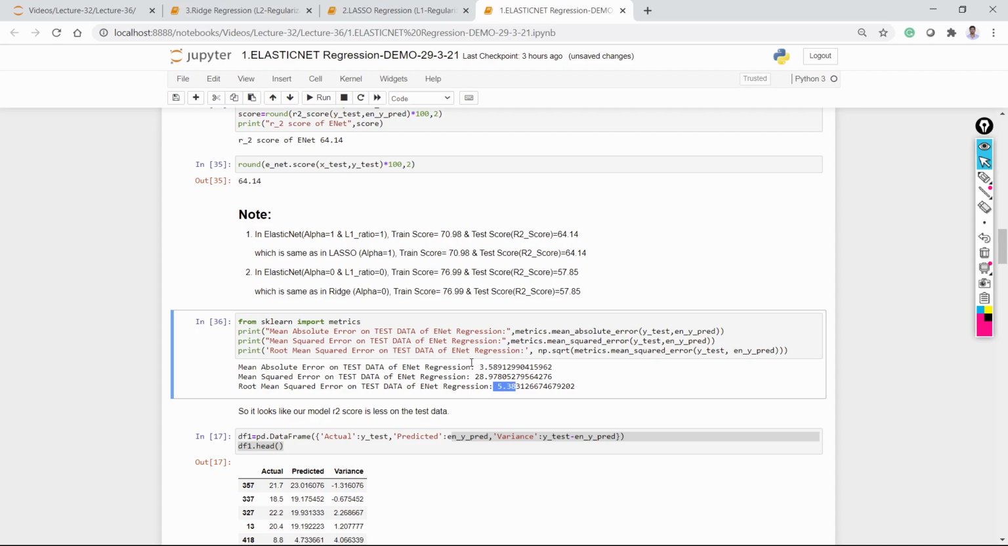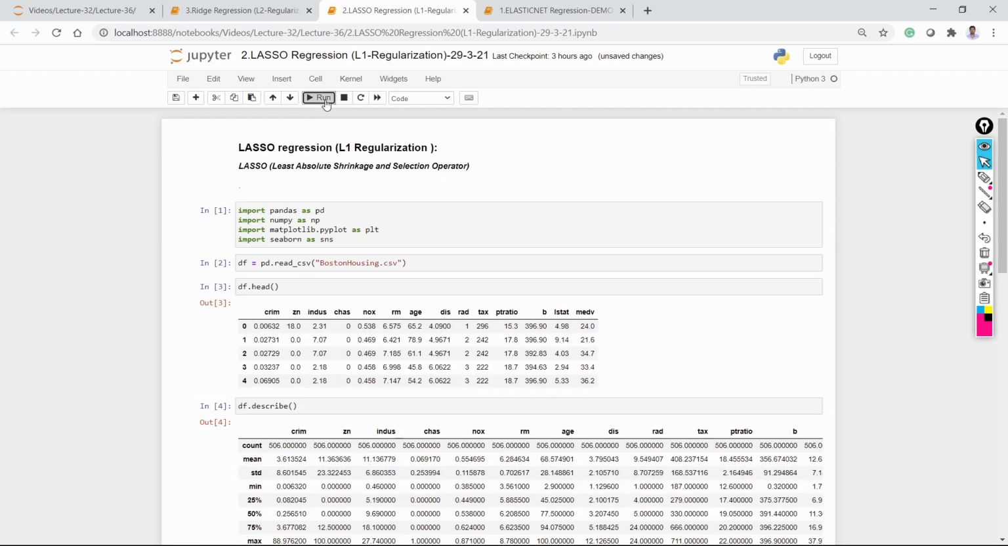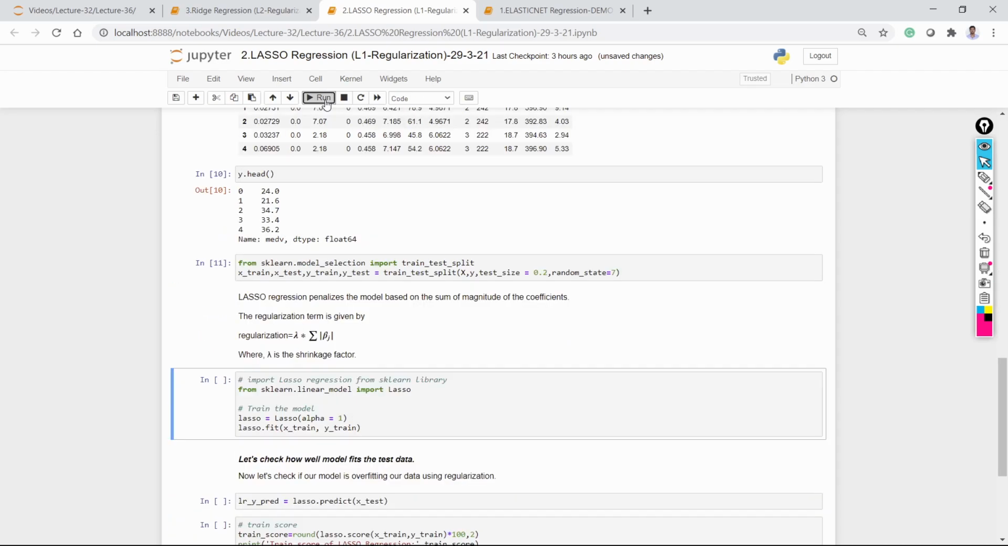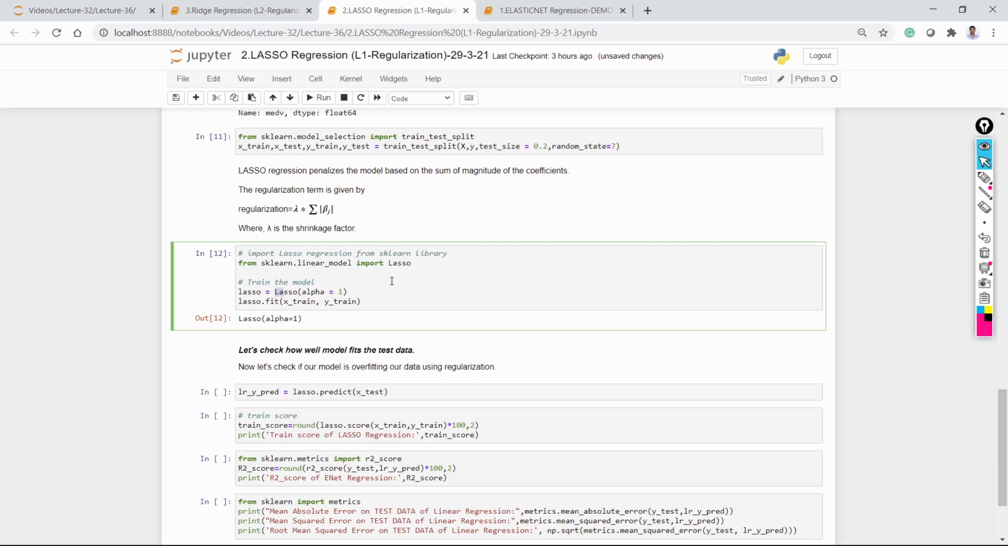So what values you get here, mean absolute error, mean square error, root mean square error, the same values you will also get in the lasso regression. So now this is the coding for the lasso regression. Same importing of the data, same data set. Divide in the same percentage, 80 to 20. Here I am using the lasso: from sklearn.linear_model import Lasso. For this lasso model, I am passing the alpha value 1.